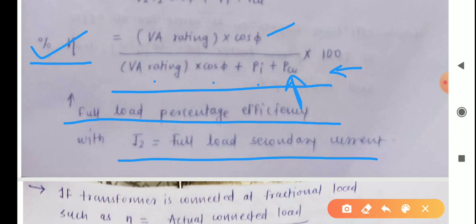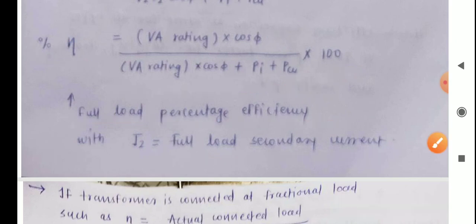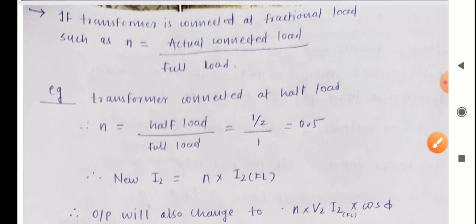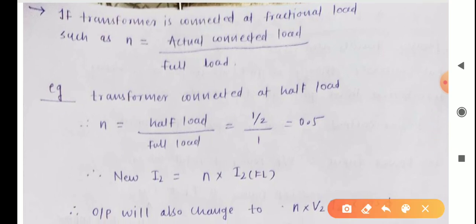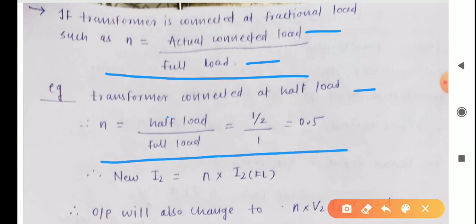Why are we stressing this concept of full load efficiency? Because as our load fraction changes, our efficiency is also going to change. The copper loss will change and also the output will change, which we will study in the next section. So let's say we are considering a special case where the transformer is connected to a fractional load with a fraction n equal to actual connected load divided by full load. For example, if the transformer is connected to half load, then n will be equal to the actual load divided by full load, that is 1 by 2 divided by 1, which is 0.5.